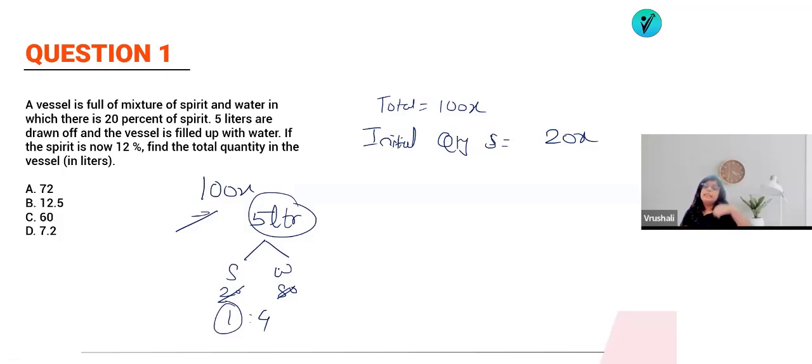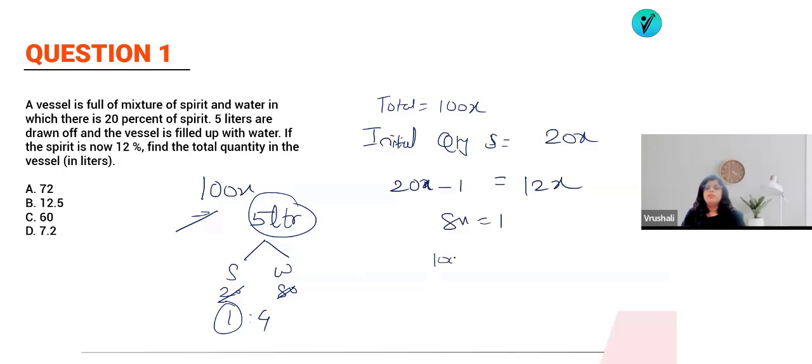So whenever I have drawn off the 5 liters of the mixture, as we know, out of this 20x, 1 liter of the spirit has been withdrawn. And in the new mixture, spirit is equal to how much? 12%. So it is 12x. So what will it be now? 20 minus 12 will be equal to what? 8x is equal to 1 liter.